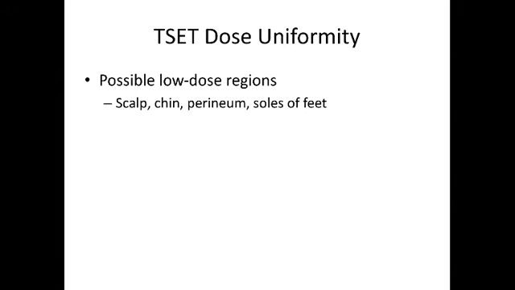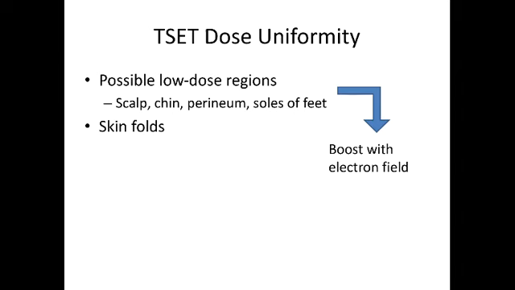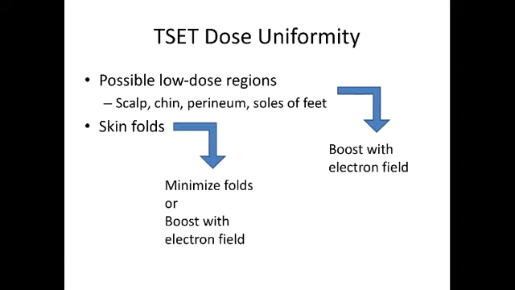So there are some regions of possible low dose, scalp, chin, perineum, sole of the feet, that don't see a direct electron beam. What you do for these regions is you can actually boost with another electron field directly on those regions. Also, you have to consider skin folds. Those can self-shield, and so you can consider boosting those with electron fields as well.